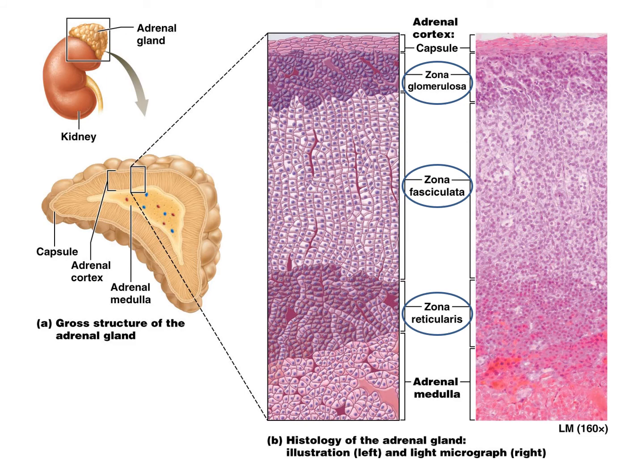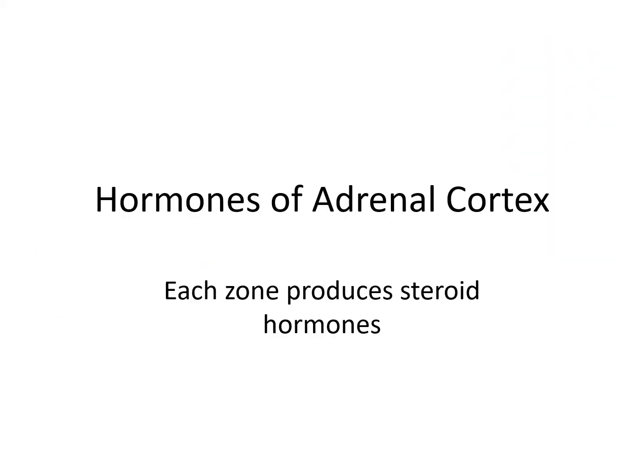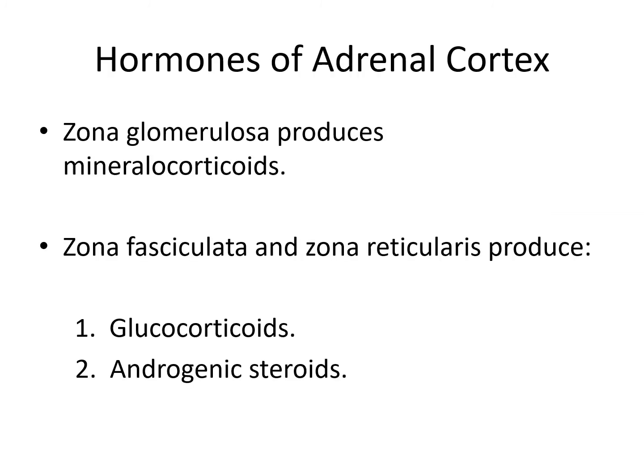So here in this figure is showing you the different layers: zona glomerulosa, zona fasciculata, and zona reticularis. By the histology, you can see they appear distinctly as different layers. So look at the hormones of the adrenal cortex. Each zone produces steroid hormones. The zona glomerulosa produces a group of hormones called mineralocorticoids, whereas the zona fasciculata and zona reticularis produce glucocorticoids and a group called adrenergic steroids.